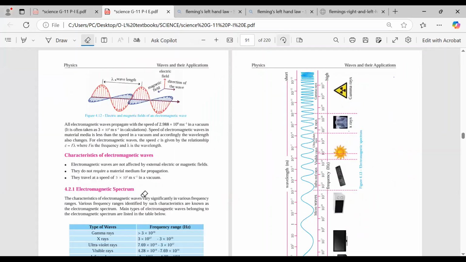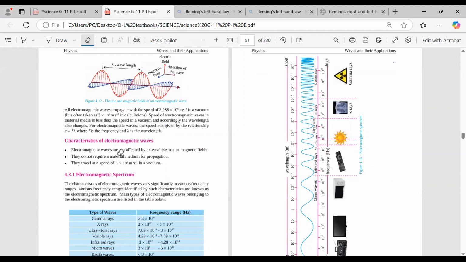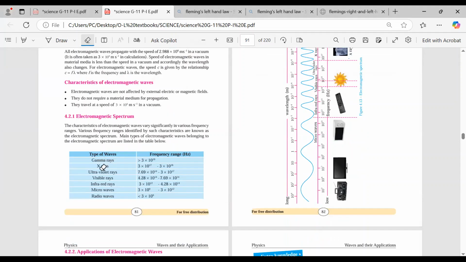Here they have given you types of waves. Gamma, X-ray, ultraviolet, visible rays, infrared, microwave, and radio waves. So how many types of electromagnetic waves are you supposed to remember and learn? 1, 2, 3, 4, 5, 6, 7. So remember these 7. Okay.